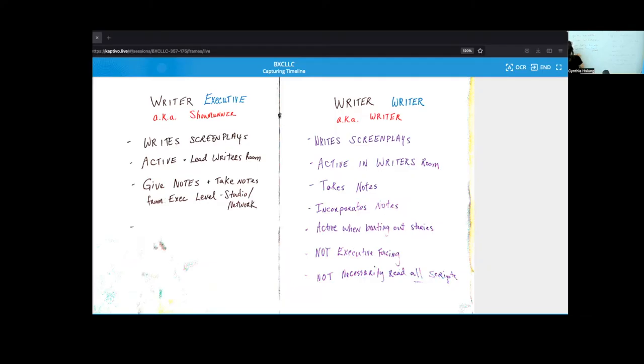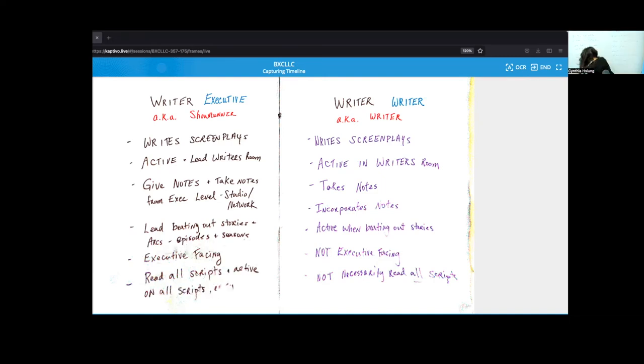They are often leading, beating out stories and arcs. So when I say arcs, this is for episodes as well as seasons. So whether that be for just one or two or three or five episodes or an entire season, they are the ones that are working on beating out those story arcs. They are executive facing. They read all scripts and are active on all scripts and in every phase.